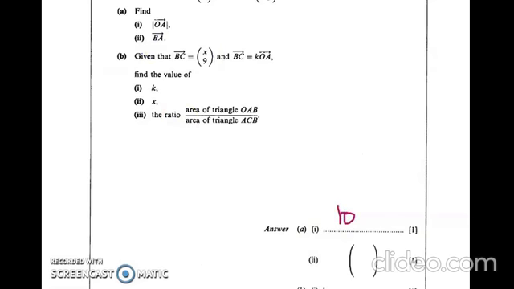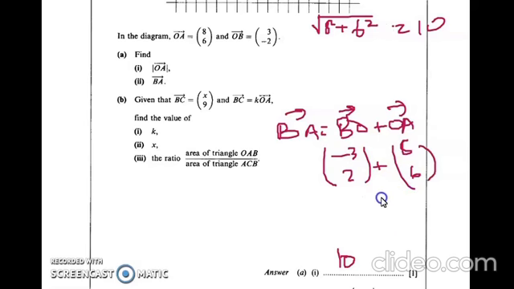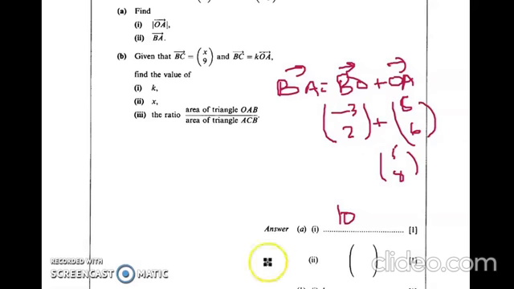Okay, then we need to find vector BA. BA will be BO plus OA. We will use the addition rule. Okay, so we know what OB is. We will multiply this by a minus sign to make it BO. So this will be minus 3, 2 plus OA, that is 8, 6. Minus 3 plus 8 is 5, and 6 plus 2 is 8. So this makes it 5, 8.